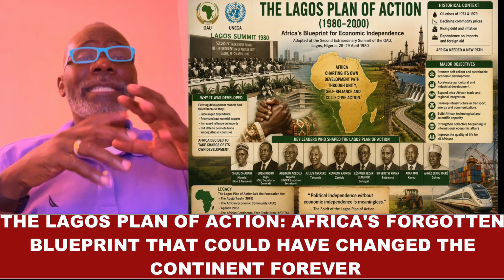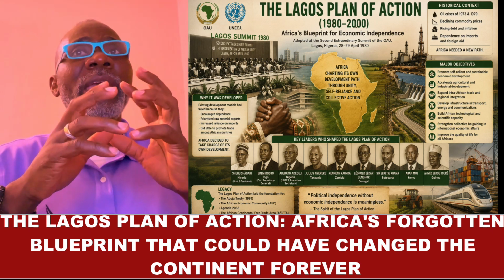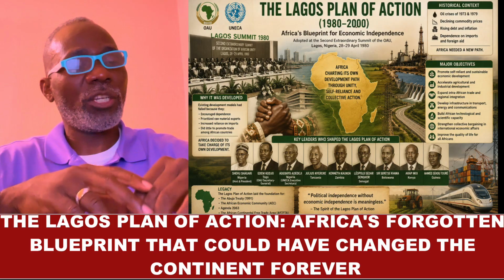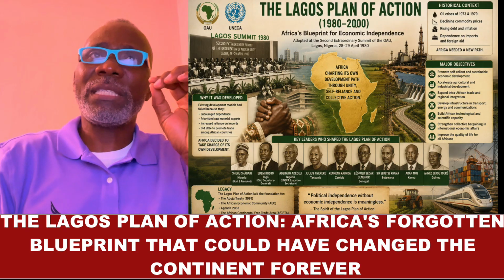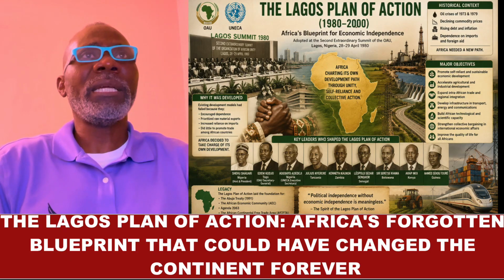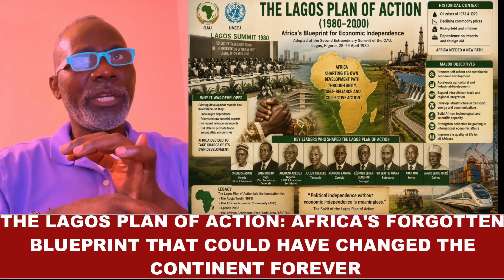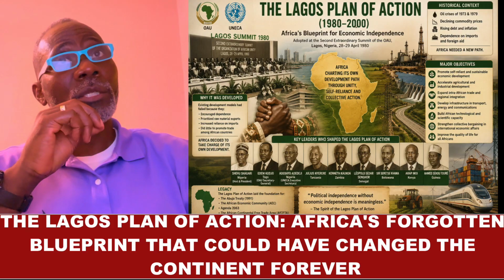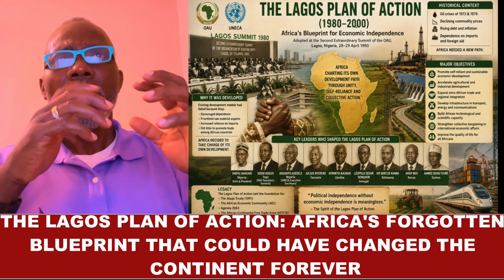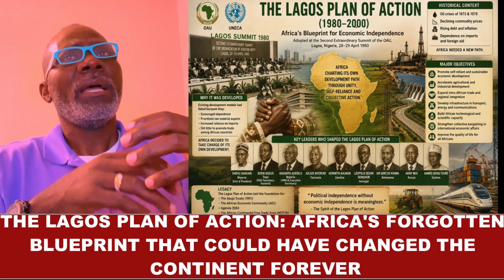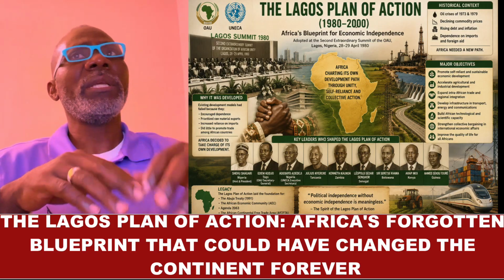So that's the Lagos Plan of Action. Now, who were the key people behind this particular plan? The Lagos Plan of Action was a product of collective leadership, but there were several figures who particularly influenced it. Shehu Shagari of Nigeria, as host of the Lagos Summit, played a pivotal role in bringing African leaders together to adopt the plan. Nigeria's economic and political influence at the time gave significant momentum to the initiative.